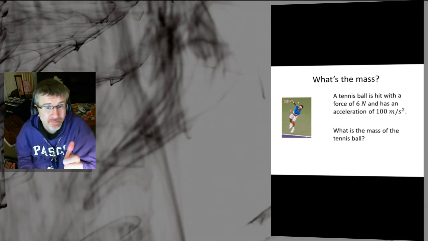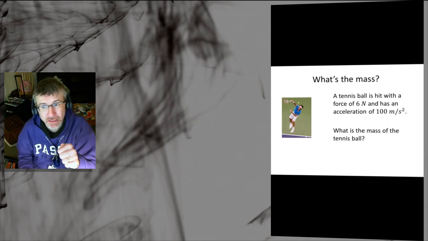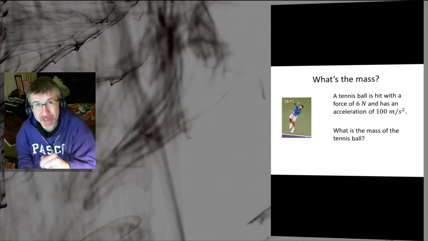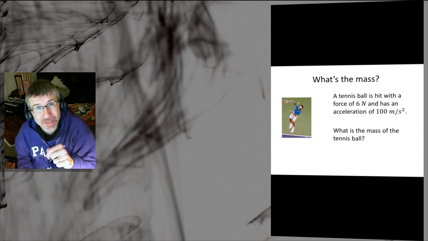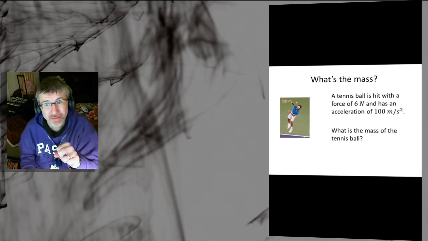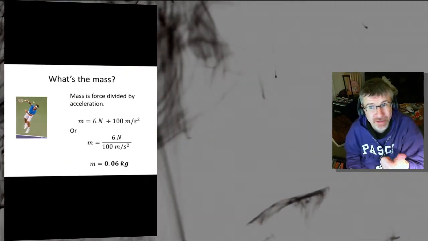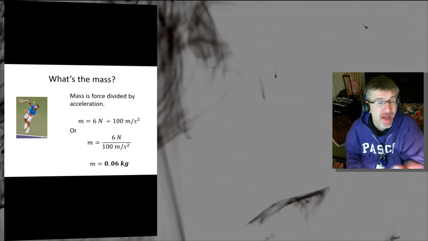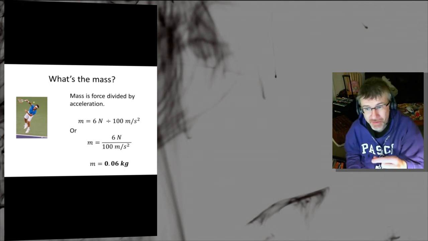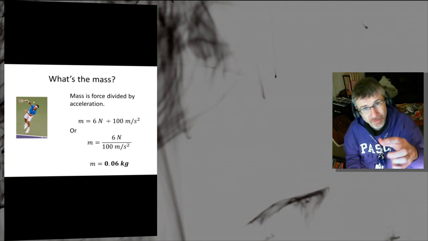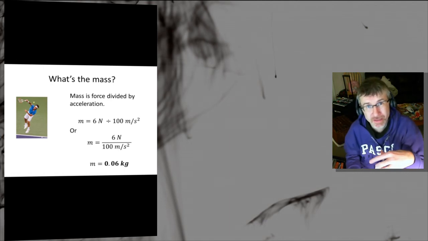A tennis ball is hit with a force of 6 newtons. Pow! It has an acceleration of 100 meters per second squared. What's the mass of the tennis ball? I have force. I have acceleration. Mass is force divided by acceleration. M equals 6 newtons divided by 100 meters per second squared. You can write the fraction 2 different ways. Mass equals 0.06 kilograms.